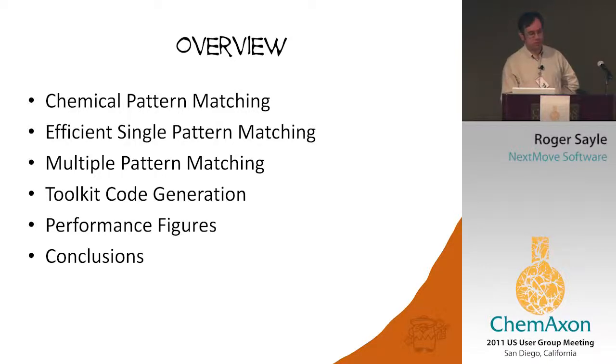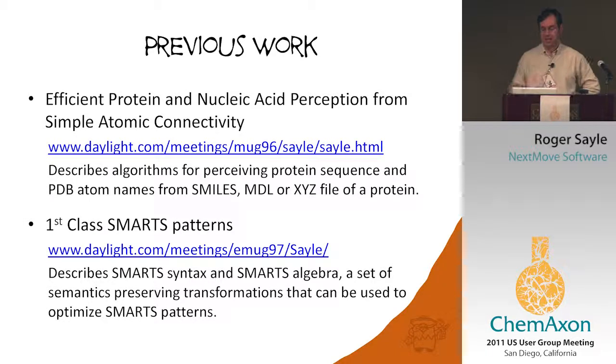A quick overview of the talk is to talk a teeny bit about chemical pattern matching, a teeny bit about the problem of how efficiently you match a single pattern against a molecule, then extend that to matching multiple patterns at the same time. The approach that I propose is toolkit code generation, so generating ChemAxon Java code that calls the ChemAxon APIs, and then finally some performance figures and conclusions. As I said, I shuffled all the slides together so the flow might not follow exactly the plan as described there.